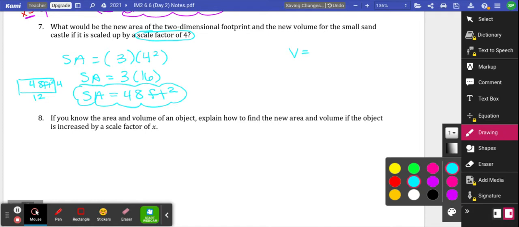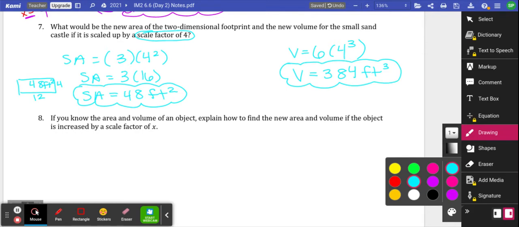Now volume, remember our volume of our smallest sandcastle was 6 feet cubed. And since we are scaling up by a factor of 4, we took the length, the width, and the height and multiplied by 4. So that's 4 multiplied by itself 3 times. So instead of putting 4 times 4 times 4, we're going to put times 4 cubed. Okay. And this volume would then be 384 feet cubed. Okay.